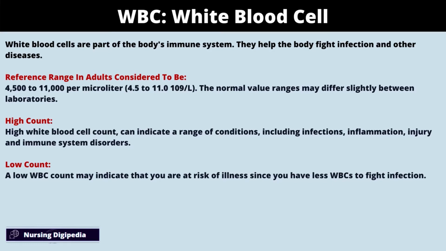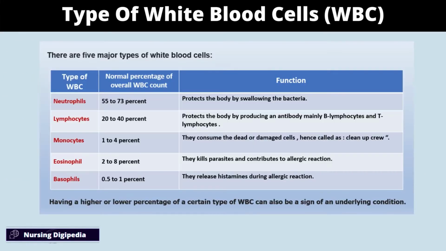A high count of these cells can indicate a range of conditions, including infection, inflammation, injury, and immune system disorders, while a low count may indicate that you are at risk of illness since you have fewer WBCs to fight infection. There are 5 major types of white blood cells.